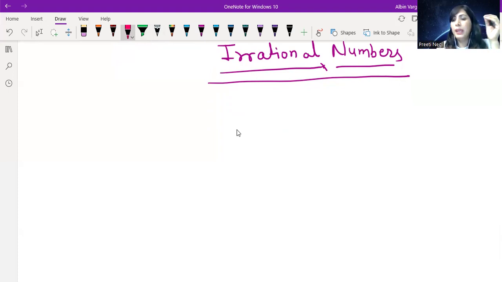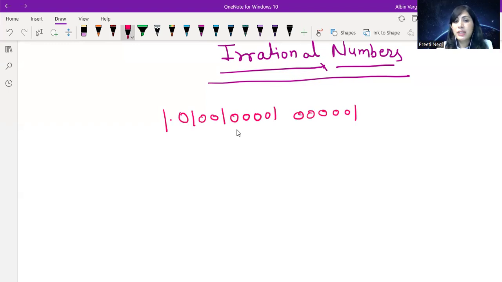Irrational number could be any number, right? How can you give an example of irrational? Like 1.010010000000010000. You will say here 1 is repeating, 0 is repeating, but not in the same pattern. First time we have one 0, second time we have two 0s, third time more 0s. You can write any number, but it shouldn't be repeating. It shouldn't be terminating. So it will go on again and again.